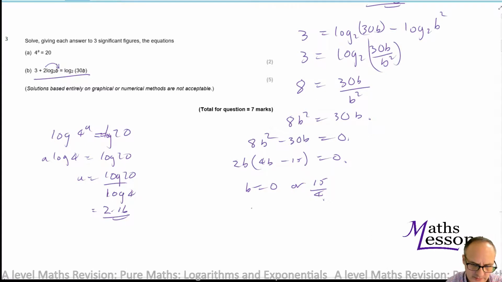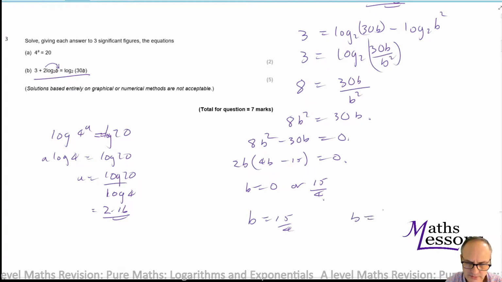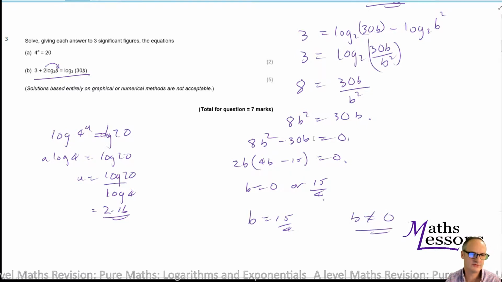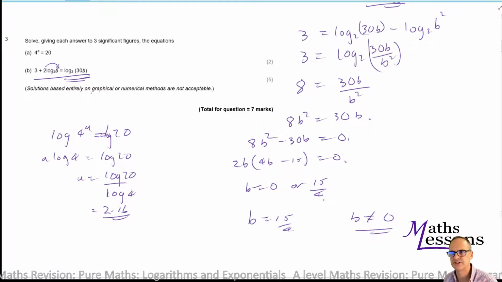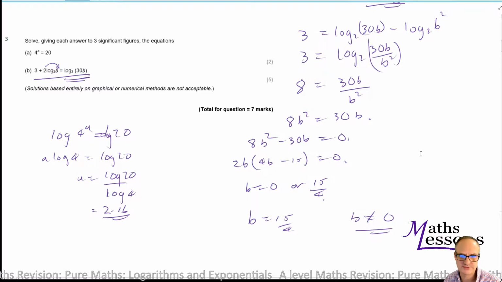Now, it's only going to be 15 over 4, as b is not going to be equal to 0. So if we go back to the original question again, we can't do it here: logarithm 30 times 0. You can't do logarithm of 0. It doesn't exist. So therefore, it's not an answer we can put into our question.